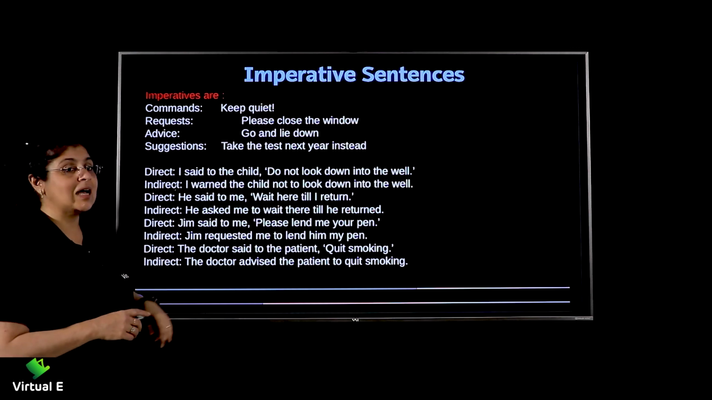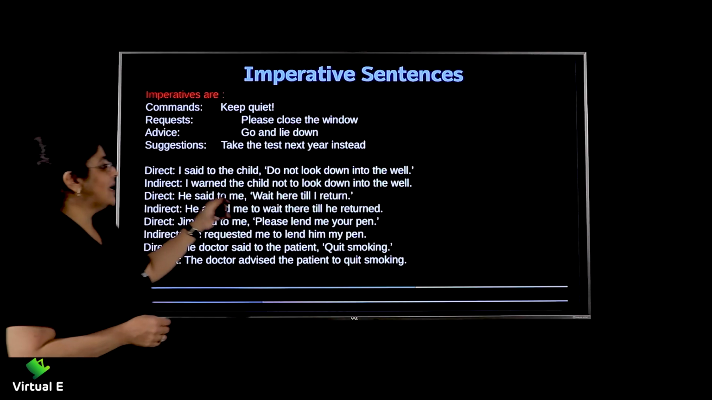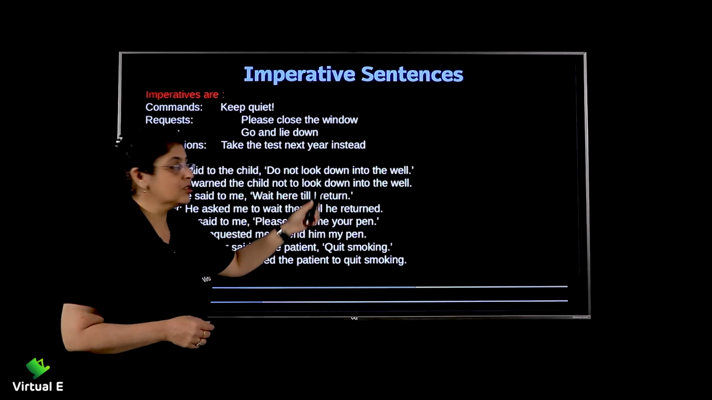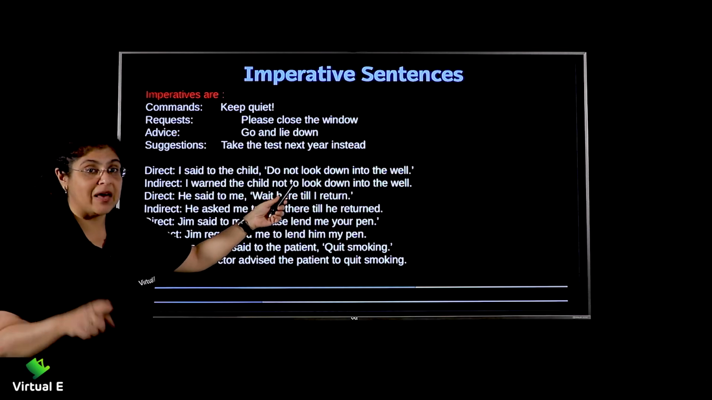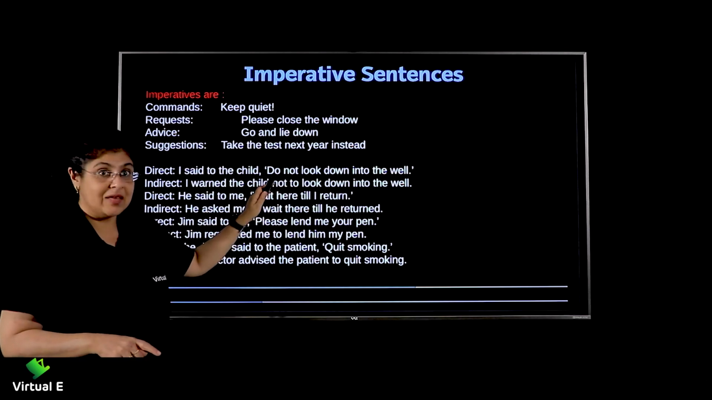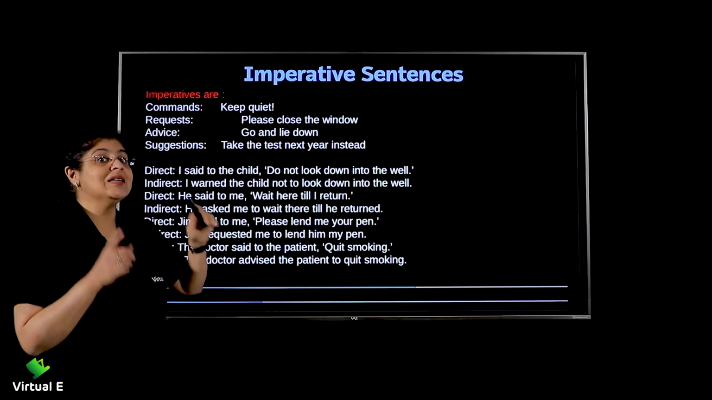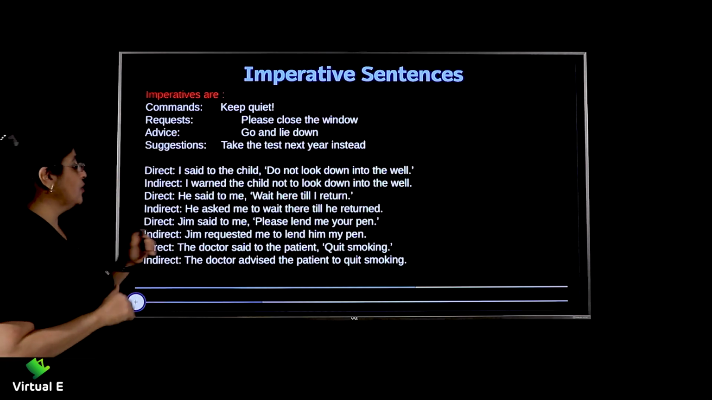Now, if you look at how they have been solved. "I said to the child, do not look down into the well." Now, you see this is a negative imperative. It is an imperative sentence. There is no subject, right? It is a negative imperative. So, how do we do it?